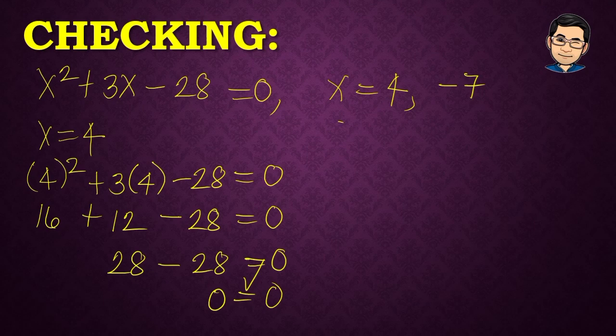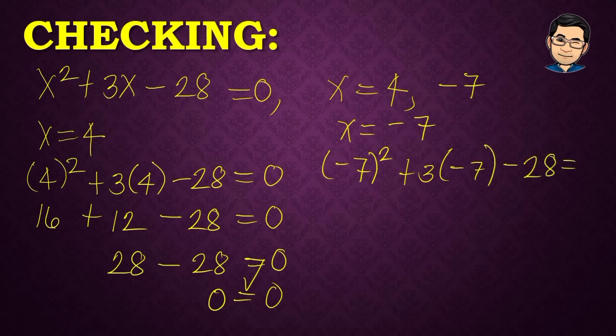Next, x equals negative 7. Negative 7 squared plus 3 times negative 7 minus 28 equals 0.